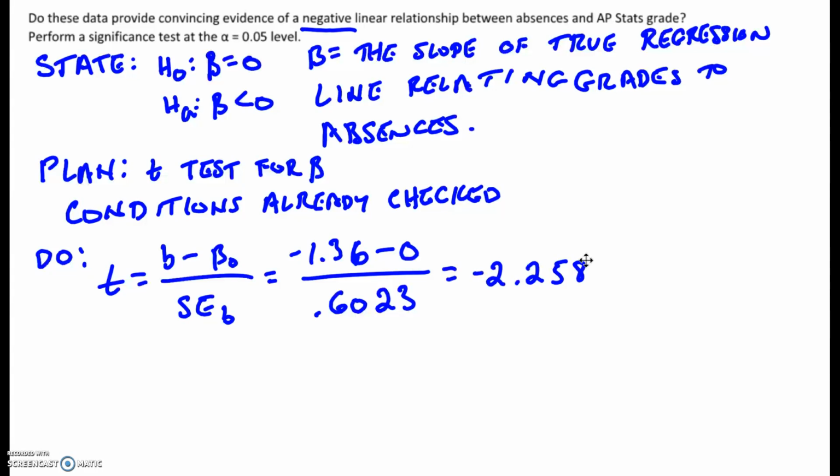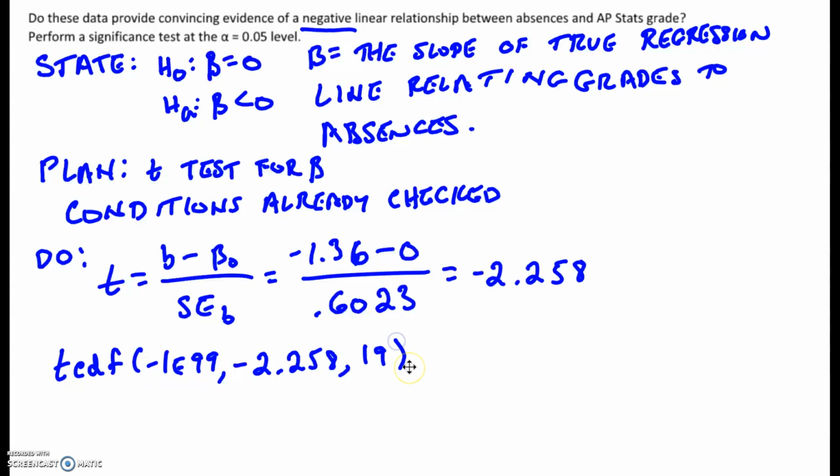So now for a p-value, I've got two choices for how I want to find my p-value. I could do tcdf from negative 1E99 up to negative 2.258, comma, degrees of freedom 19. Remember, degrees of freedom is n minus 2, and I get 0.018.